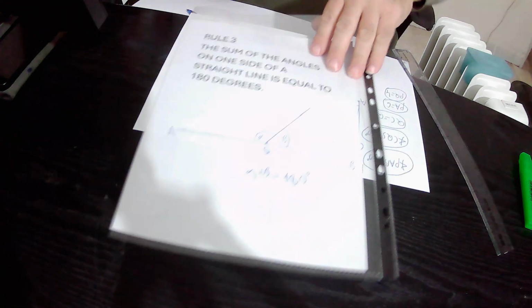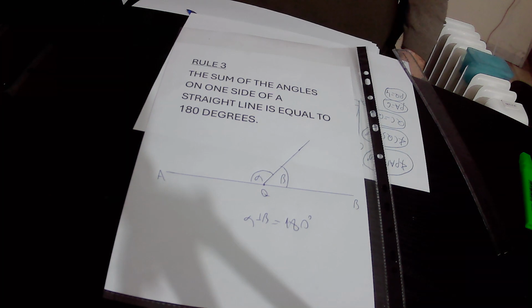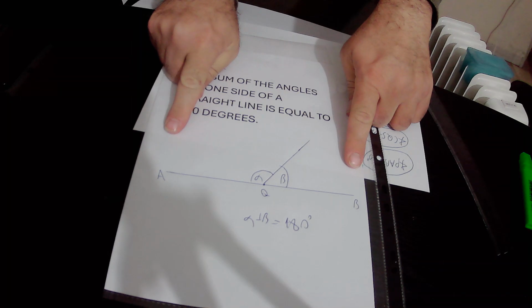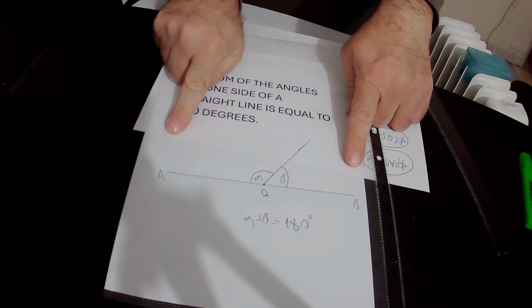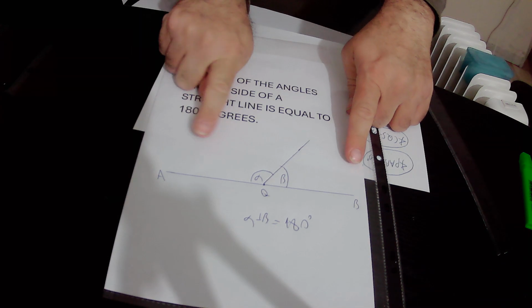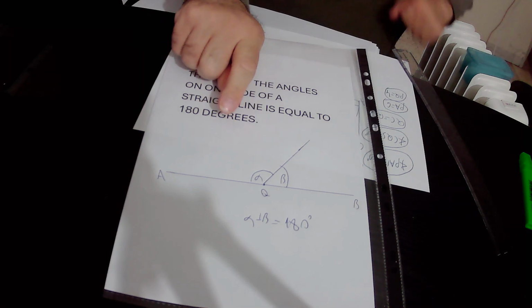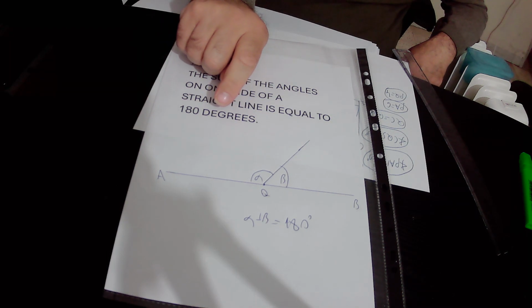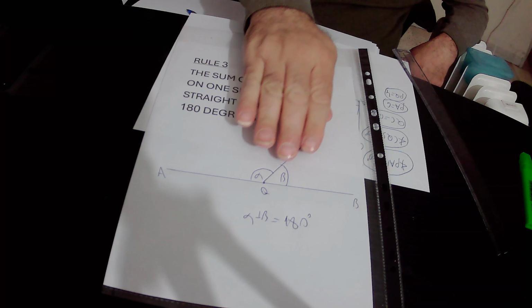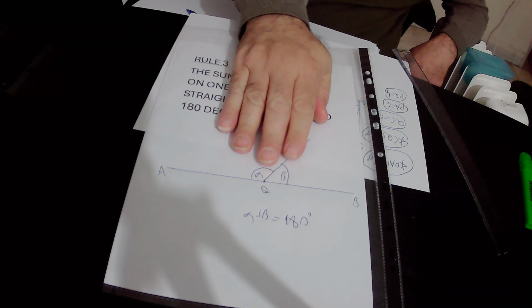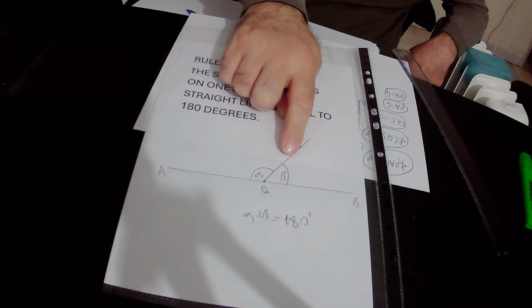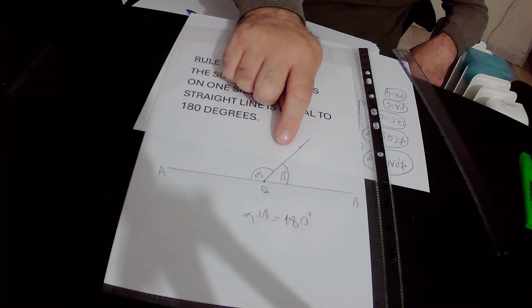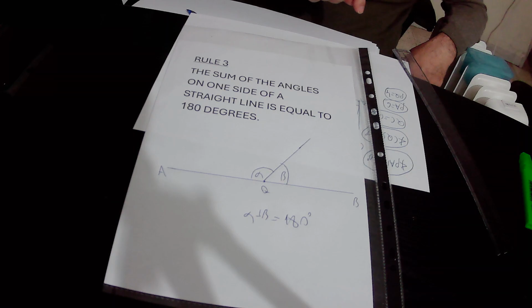According to rule number 3, the sum of the angles on one side of a straight line is equal to 180 degrees. We have the straight line AB. If you focus on the upper side of the straight line AB at point Q, here the sum of the angles must be equal to 180 degrees. So which angles do we have at the upper side of AB at point Q? We have this angle that is alpha plus beta. So according to rule number 3, alpha plus beta must be equal to 180 degrees.